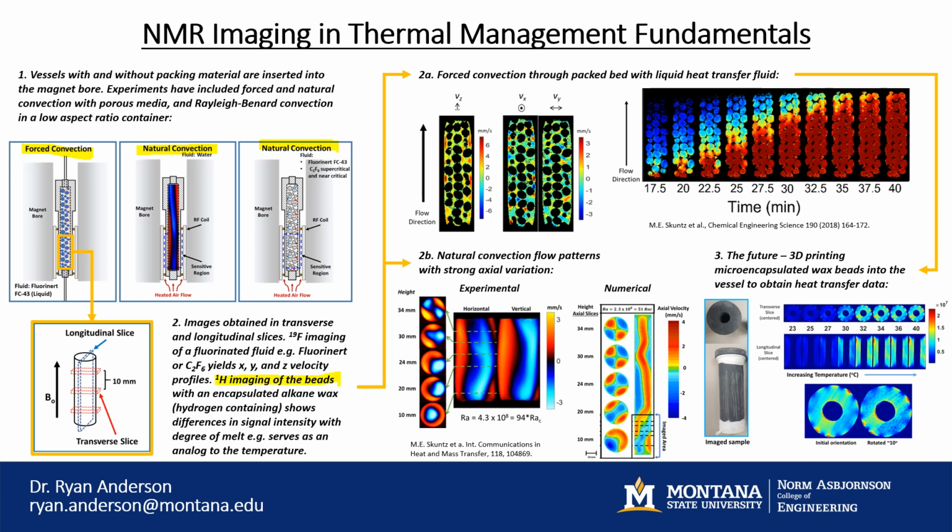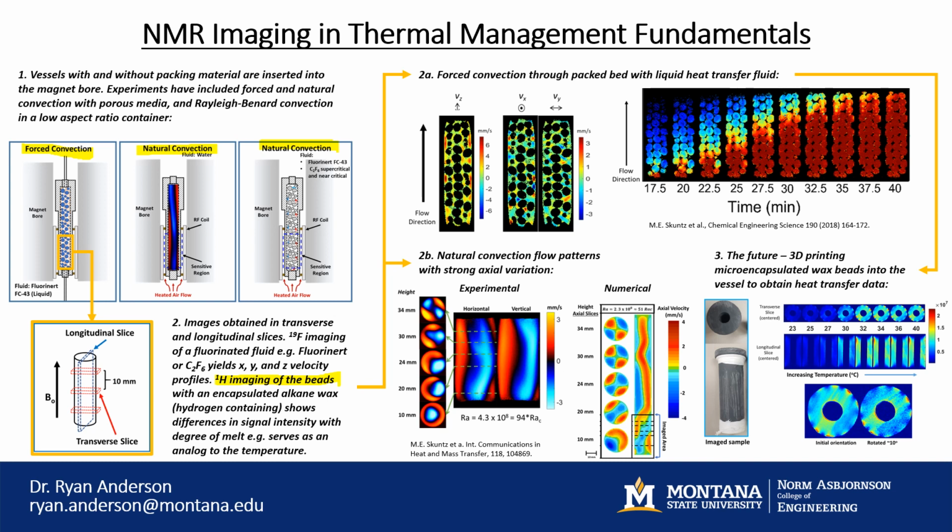Why that's important is the beads that we're using here are actually an encapsulated wax that is hydrogen containing. So when that wax melts, going from solid to liquid, more signal can be generated in the NMR, and that's what we see here. So if we focus on the top right, fluid in this case is the forced convection with heated fluid going from the bottom to the top.